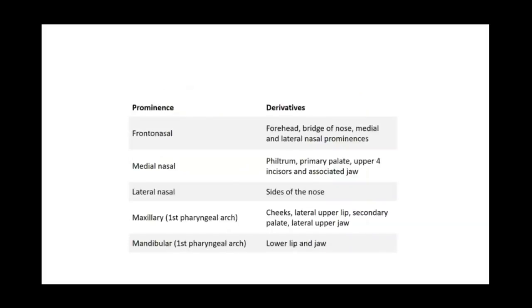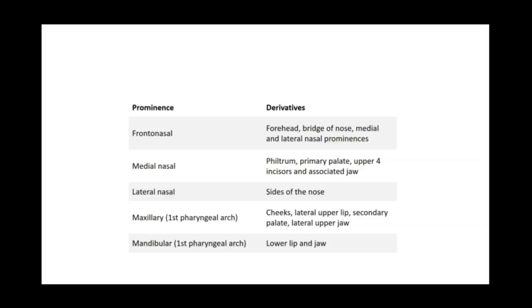So now what we say is the final derivatives: what are the prominences we have and what is each going to give rise to. The frontonasal prominence, that is the frontal to the brain and to the nasal portion, that is where you have these nasal placodes. That is going to give rise to your forehead, that is the front of the face. Then the bridge of the nose, that is your dorsum of the nose. The medial and the lateral prominences are going to form the rest.